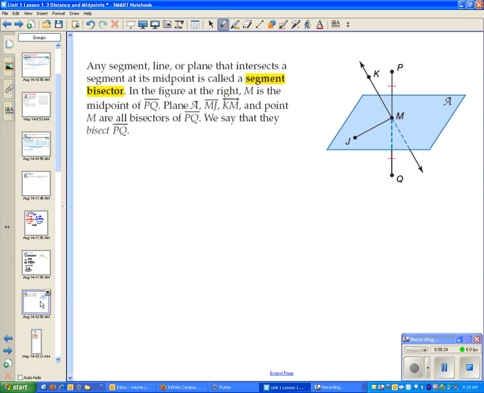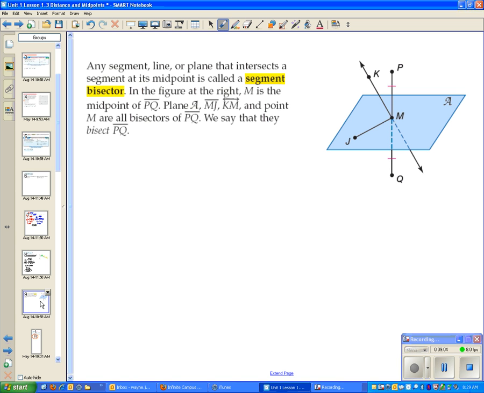So, in the book, on page 29, they tell us what a segment bisector is. They say that any segment, line, or plane that intersects a segment at its midpoint is called a segment bisector. So anything that goes through the midpoint of a segment is the bisector of the segment. Now eventually we're going to have angle bisectors as well, and we'll be able to tell from context if we're talking about a segment bisector or an angle bisector. Okay? We'll try to remember to be specific, but context is going to make things fairly clear.